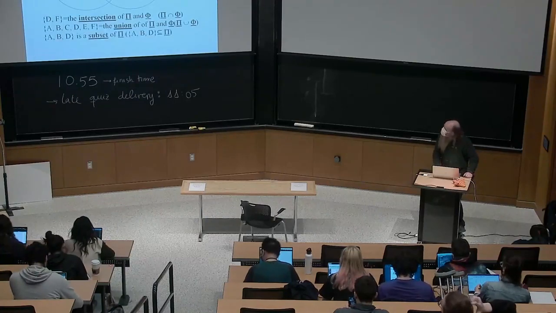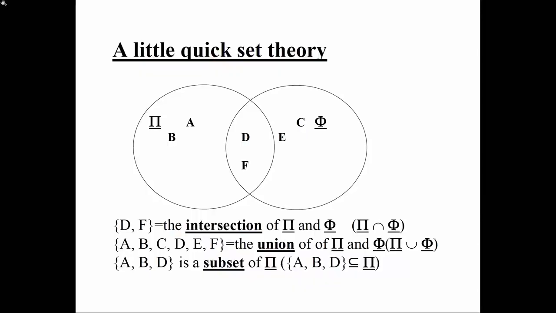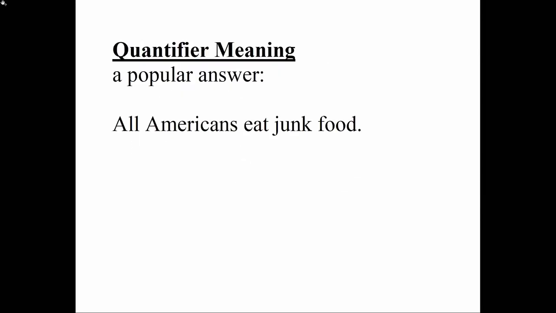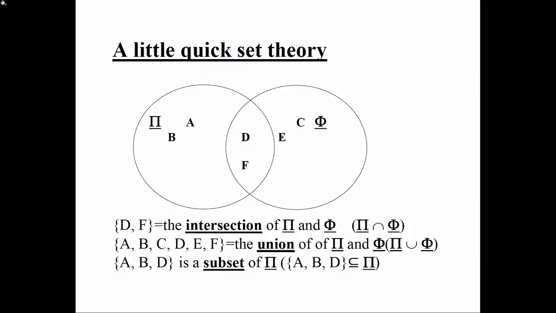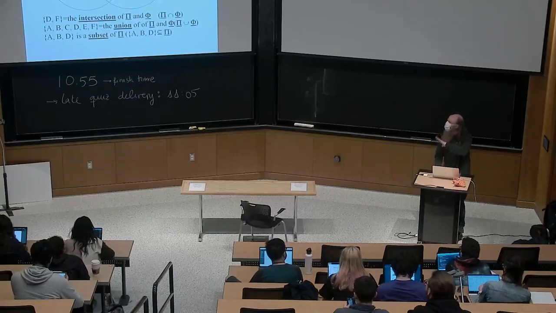We also say that A, B, and D is a subset of pi. And there's a symbol that's used sometimes for subsets. Okay? None of this seemed alarming. Subsets, union, intersection.